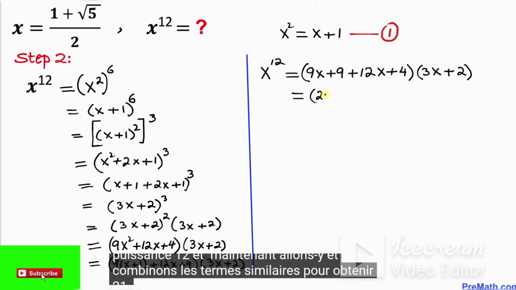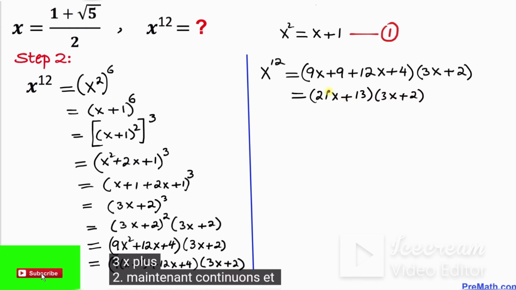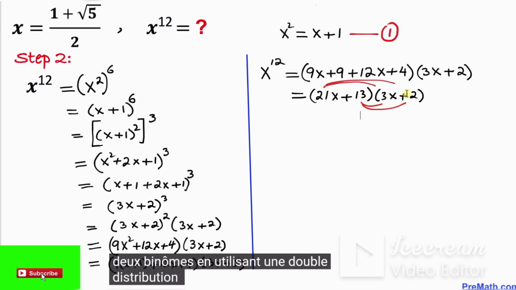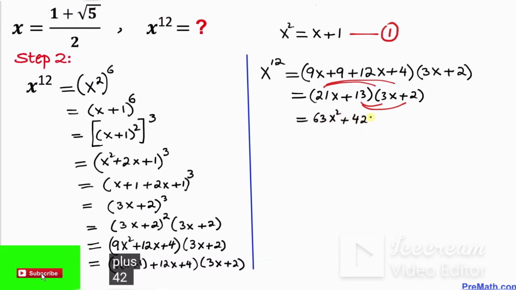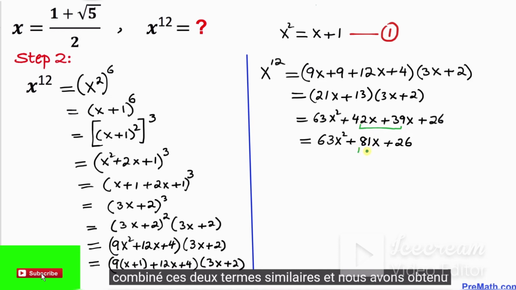So we got (21x plus 13) times (3x plus 2). Now let's multiply these two binomials by using a double distribution. So we are going to get 63x square plus 42x plus 39x plus 26. And in this next step I have combined these two like terms and we got 81x.